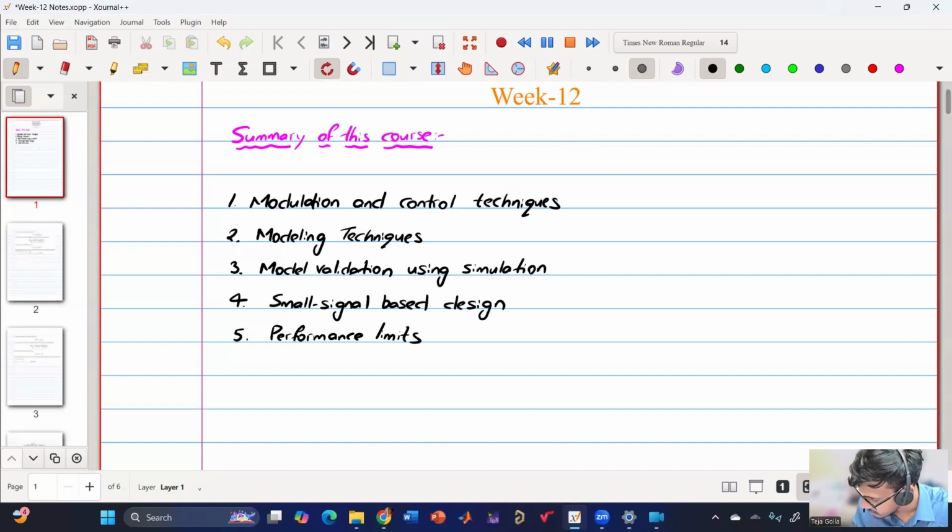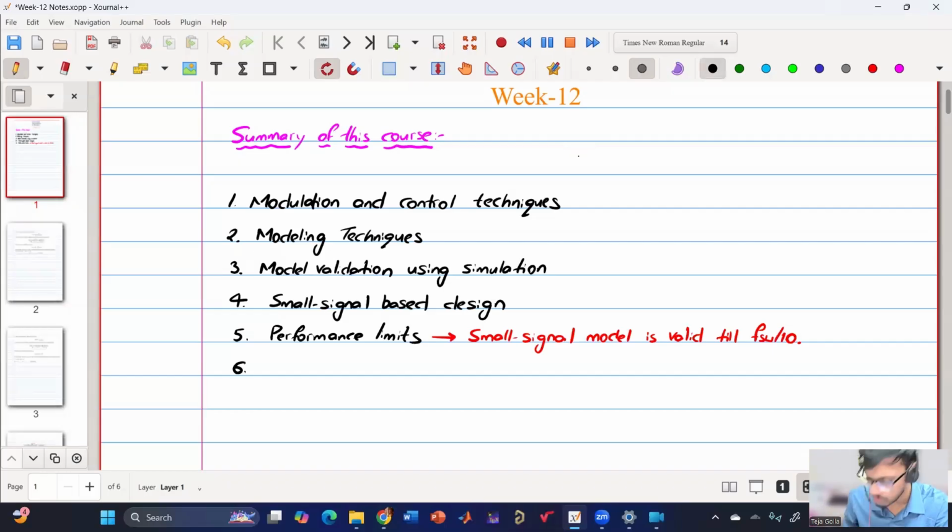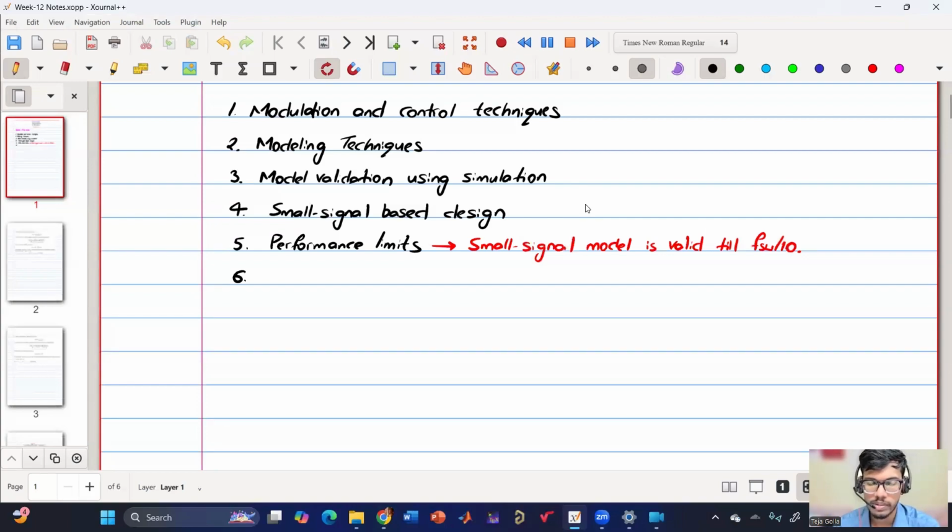We have seen that the small signal model is valid up to 1/10 of the switching frequency. It is not valid beyond that because of the approximations or averagings that we have done in the model development, and that will limit the performance. In terms of bandwidth, it will limit the bandwidth to 1/10 of the switching frequency.